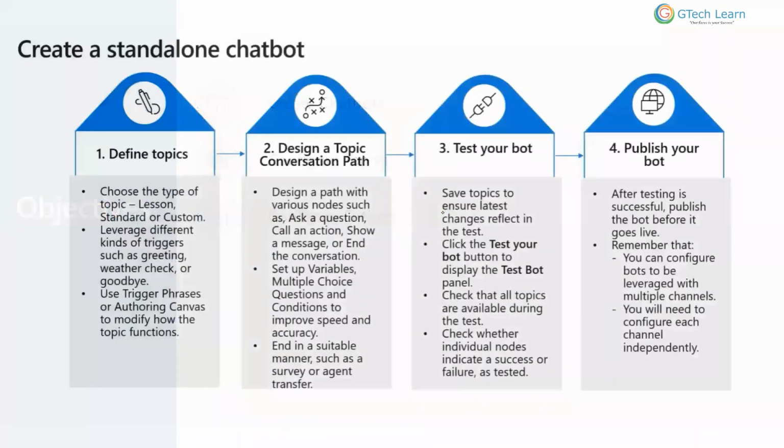So let's start. The Power Virtual Agents portal helps me to create chatbots. In the chatbots, the first step is we can define some topics. The second step, we can design a topic conversation path. The third step, we can test my bot. And the fourth is we can publish our bot. So these are the 4 steps we need to follow to create a new chatbot.